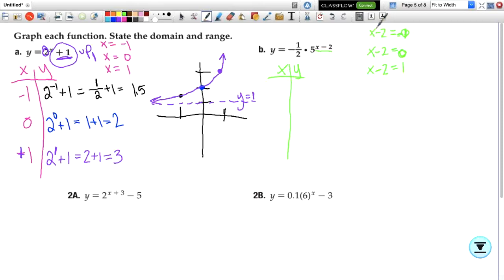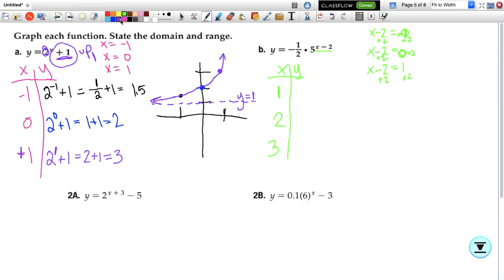So to figure out what x value is going to work to give me the -1, I'm going to add 2. -1 plus 2 is 1. Here I'm going to add 2, 0 plus 2 is 2. And then here I'm going to add 2, and I get 3. So these are the exponents I'm going to use to plug in here.